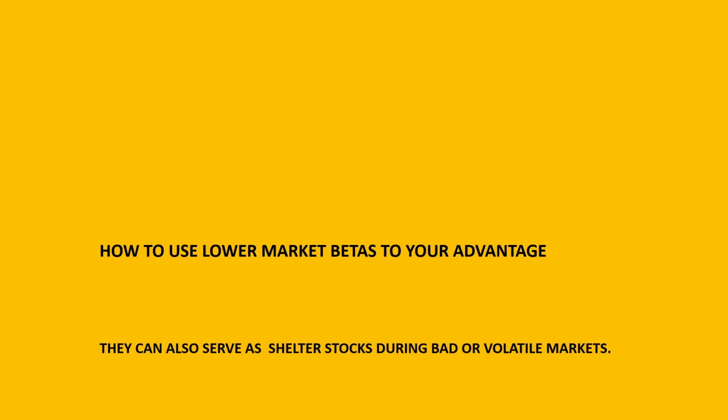Lastly, lower market beta stocks can also serve as a shelter stock during bad or volatile markets, meaning that you can still find low beta stocks that are trending up, but they may not be trending up that greatly. At least they won't go down in sympathy with the market. So if you're in a full-on bear market, you may want to be in one of these types of stocks.